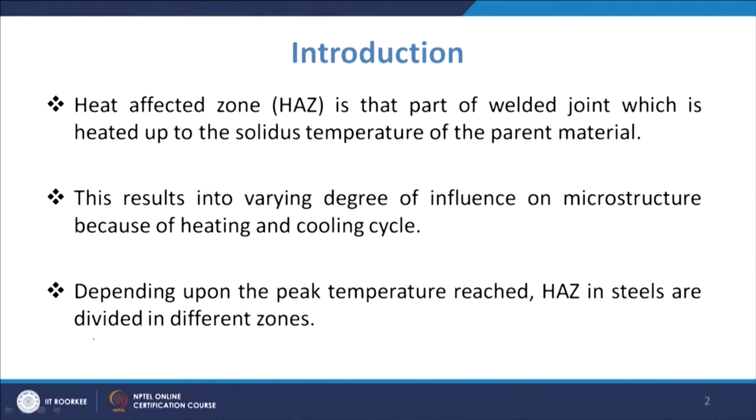As we have already discussed, the heat affected zone is that part of the welded joint which is heated up to the solidus temperature of the parent material. In the middle you have the weld metal zone, and near the fusion boundary you basically have unmelted grains. So, the heat affected zone starts there and goes inward towards the parent metal.